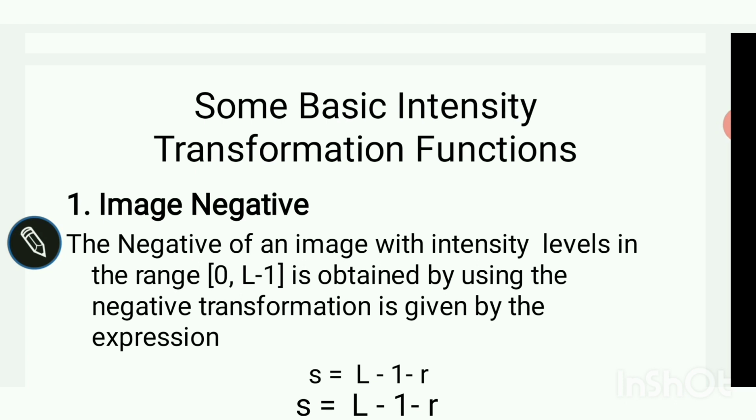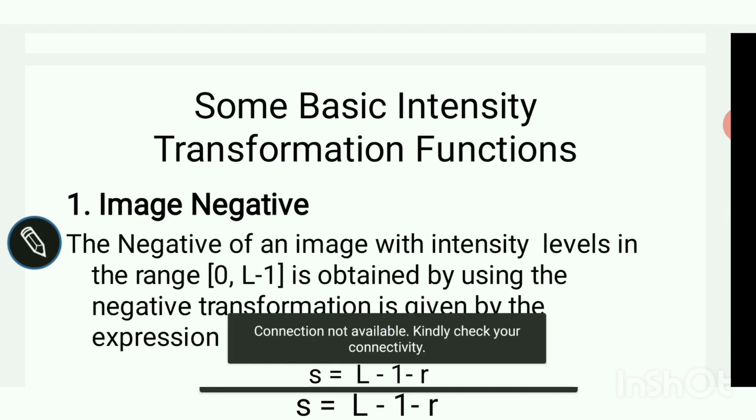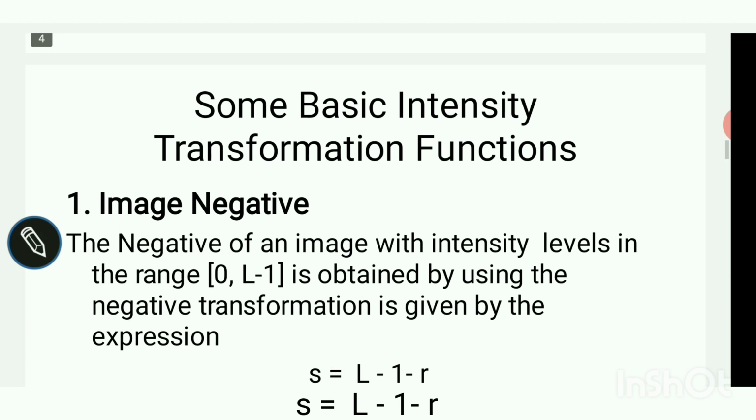In the previous class, we started with module 2, that is intensity transformation and spatial filtering. We have seen the term spatial domain, what is spatial domain, and the principal categories of spatial processing, and also some basic intensity transformation and the basics of intensity transformation and spatial filtering. Now let us see some basic intensity transformation functions.